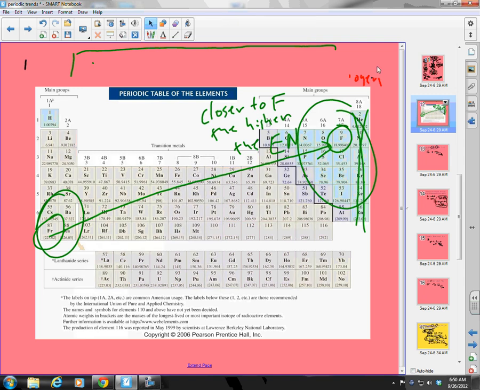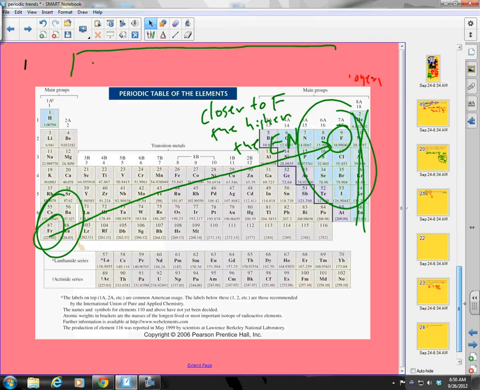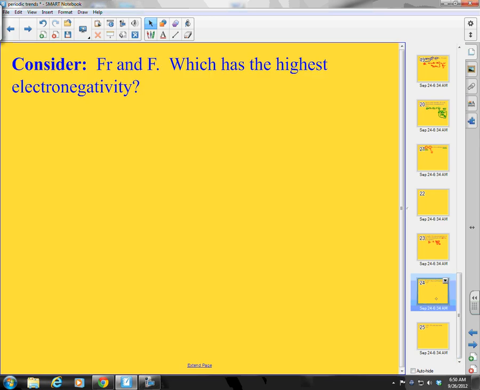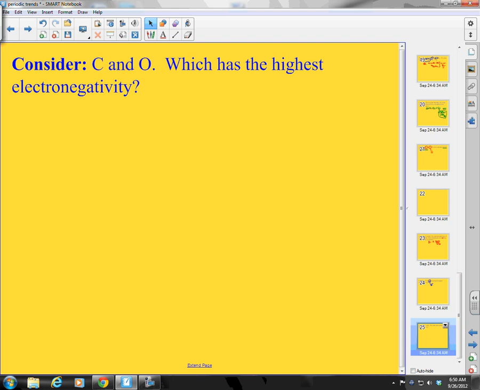Got it? Let's answer our question. Which has the highest electronegativity? You know that? It's fluorine. Fluorine wants those electrons more than anybody when it's in a bond. Good. Last question. Pause me, and when you have an answer, bring me back to life.